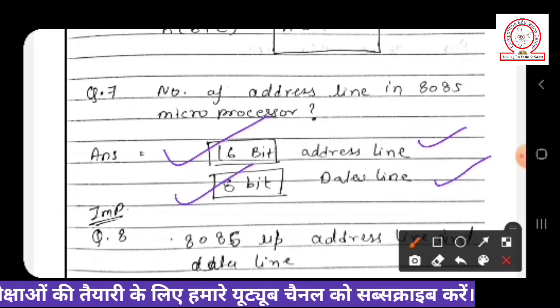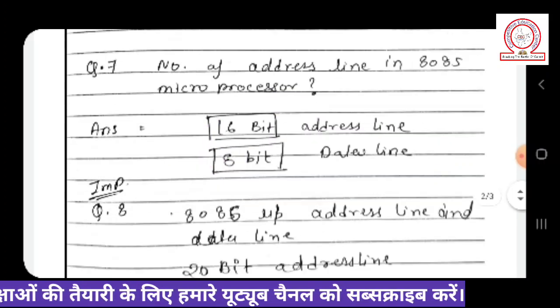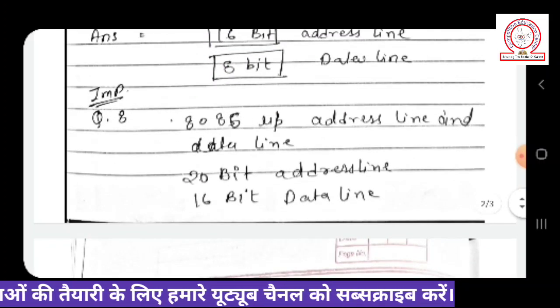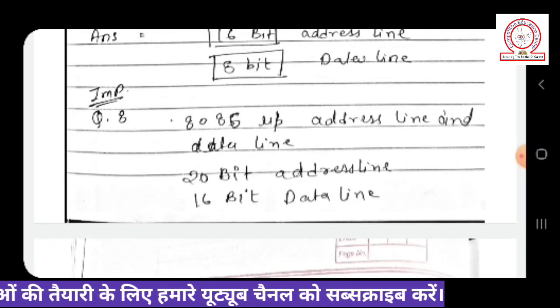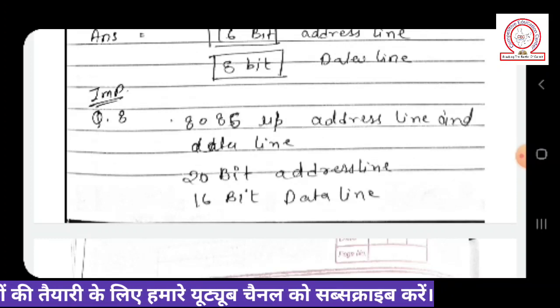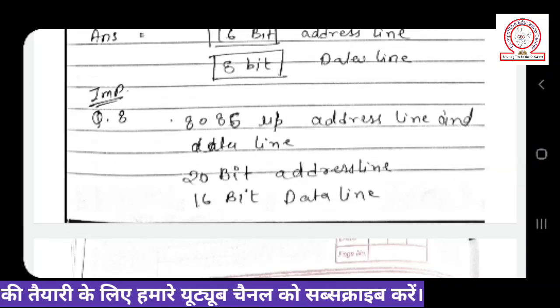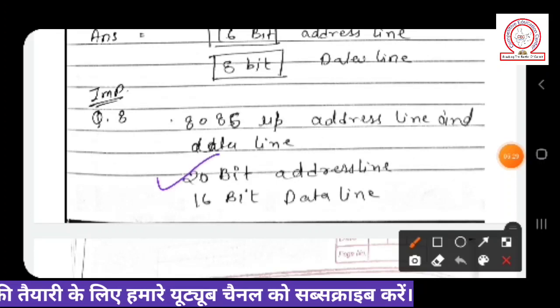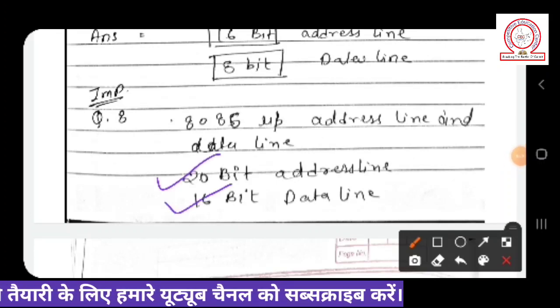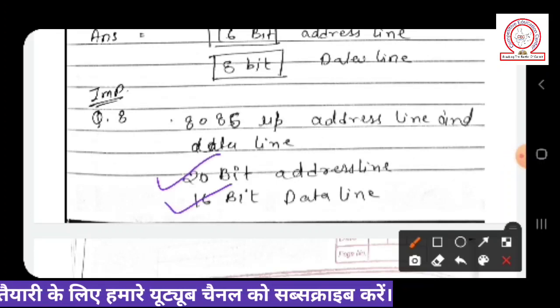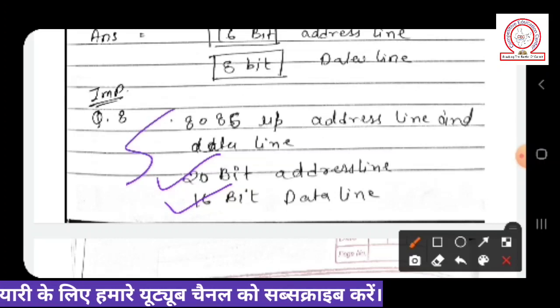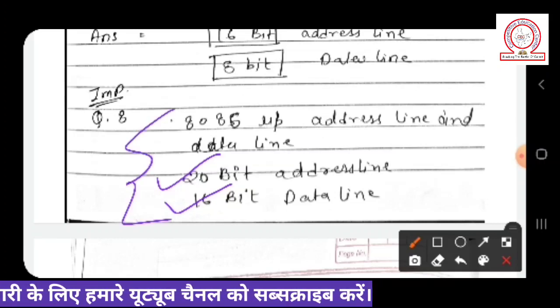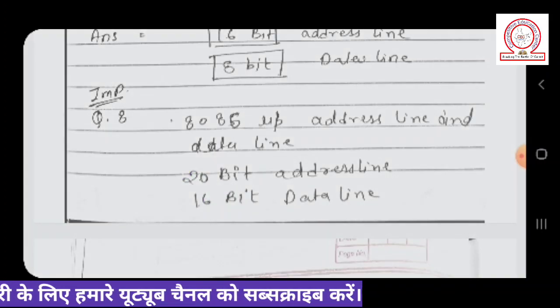For another thing, I will let you know how many address lines and data lines the 8086 has. This might be an important question for our next exams: 20-bit address line and 16-bit data line. So remember this also, as it might be important. This question had not come, but it may come.